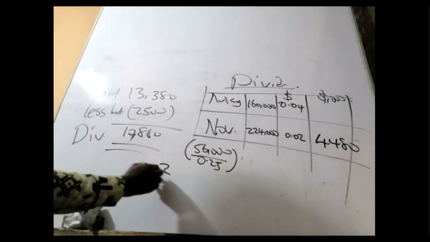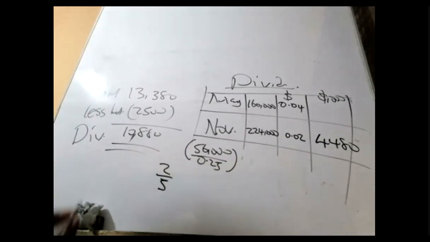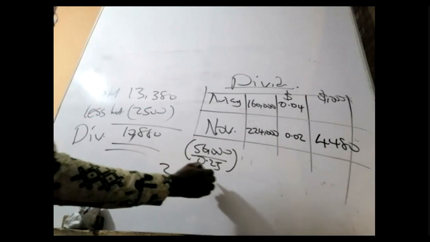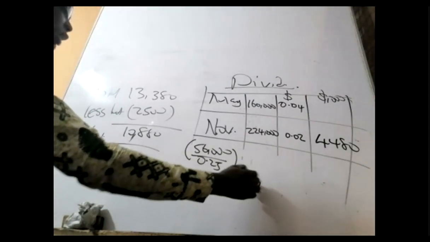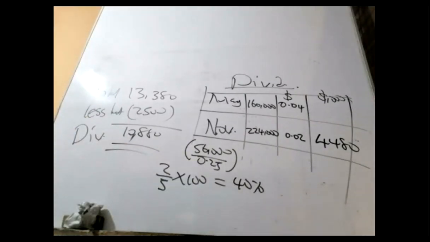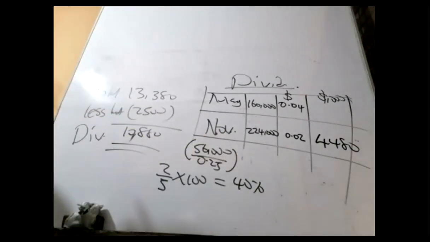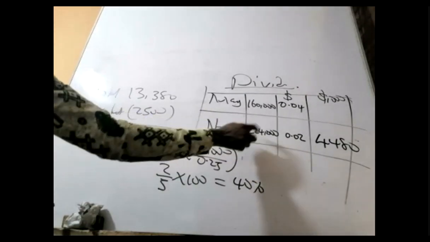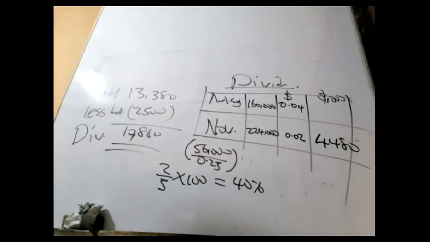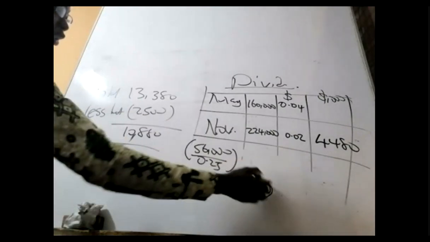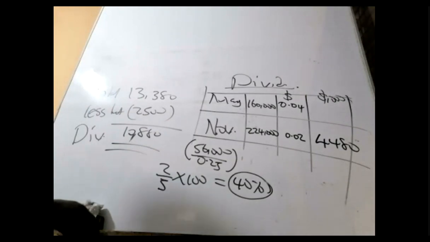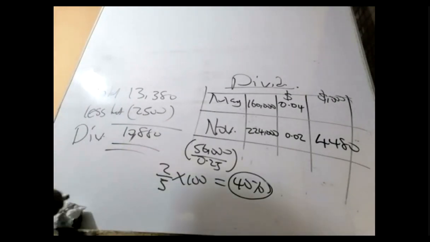Okay, this is 2 out of 5, right? To find the percentage, just multiply by 100. This is 40%. So it means that new shares have increased by 40%. So this figure represents 140%. Agreed. Because that's increased by 40%.